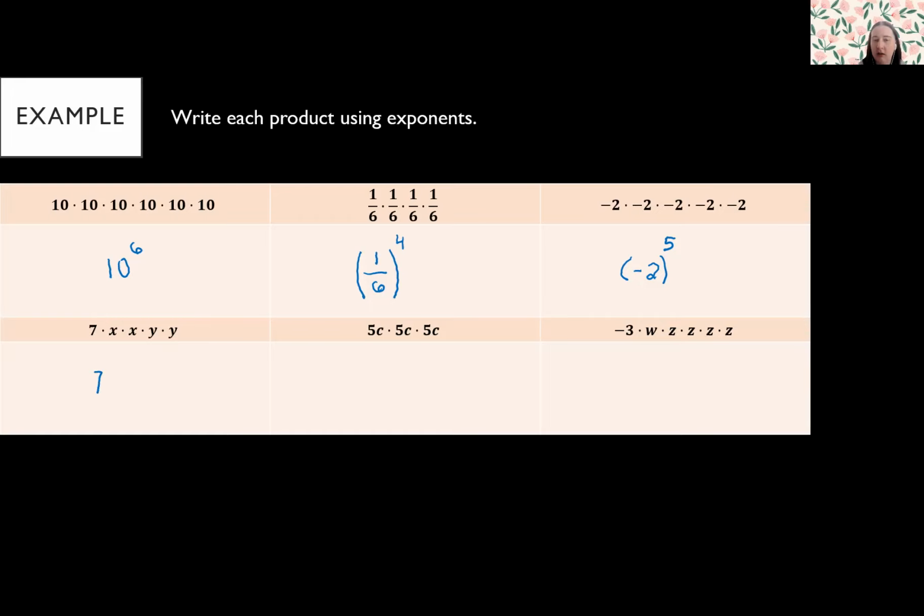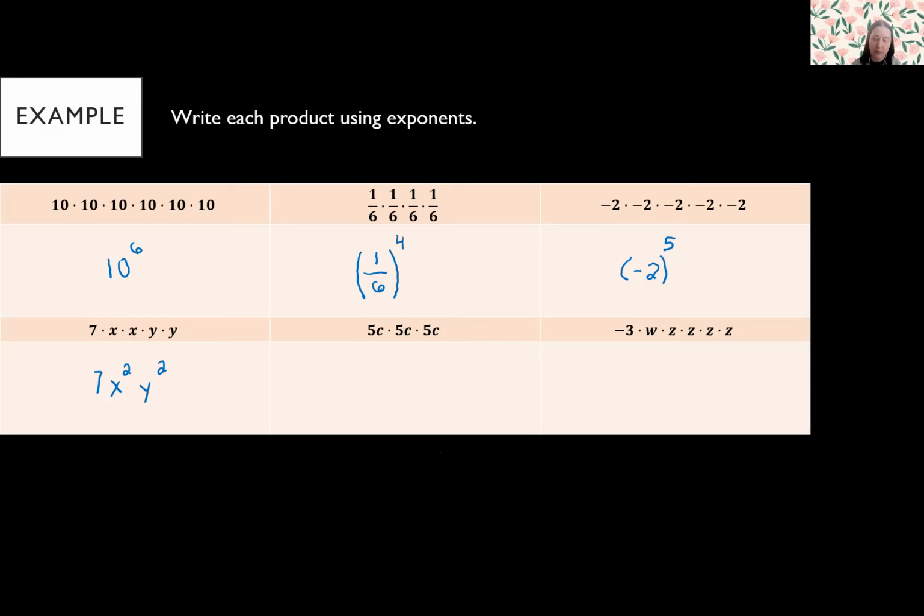The x, we have 2 x's multiplied together. So we can write that as an exponent. There's 2 of them. So the base is x. And then the exponent is 2 because we have 2 x's that are multiplied together. Then we've got y times y. So we have 2 y's multiplied together. So the base is y, and those also have an exponent of 2. So we would write this as 7x squared y squared.